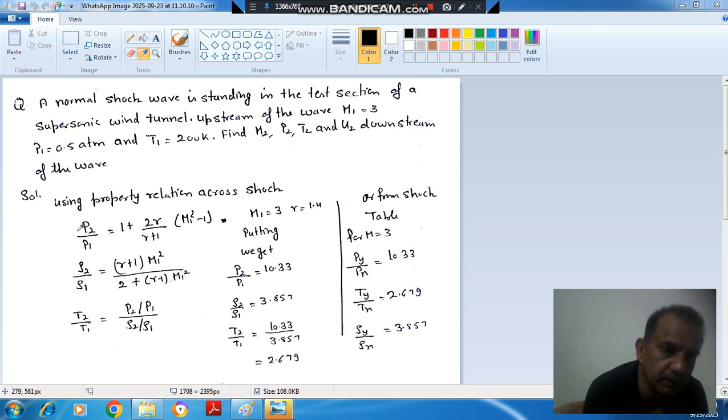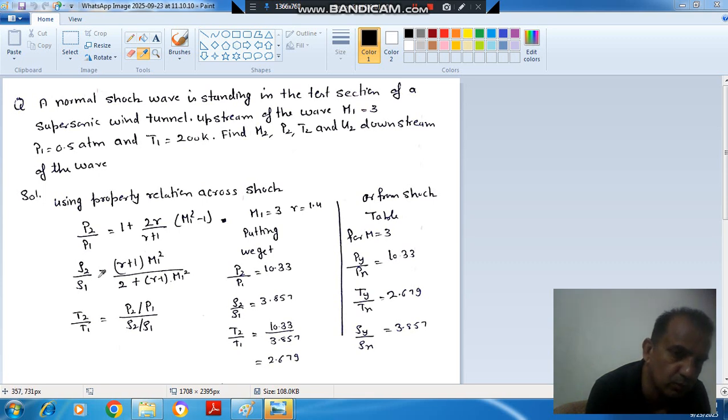So first, the property relation for pressure ratio is p2 by p1 is equal to 1 plus 2 gamma by gamma plus 1, bracket M1 square minus 1 bracket, that we have derived. M1 is 3 and gamma is 1.4. So putting these values, you can find out p2 by p1, that is 10.33.